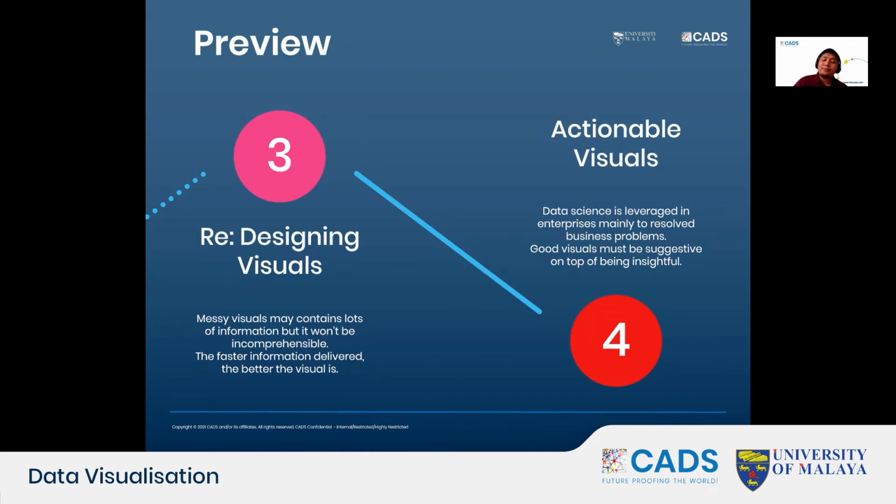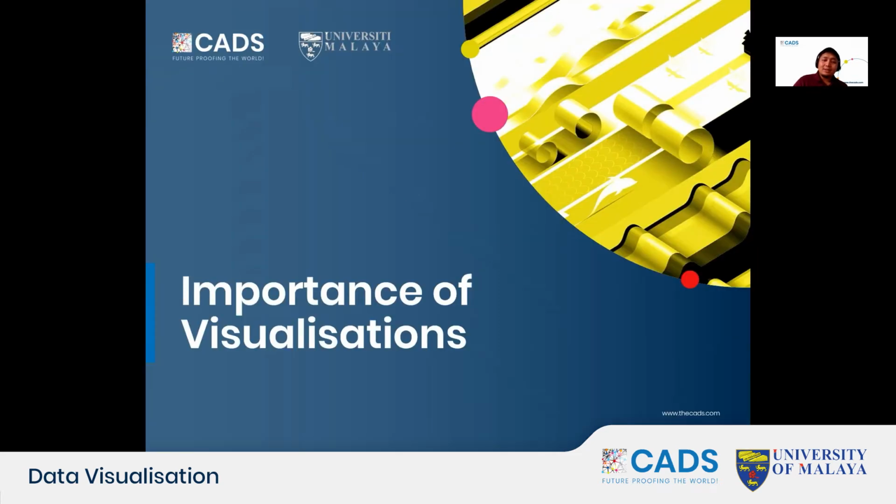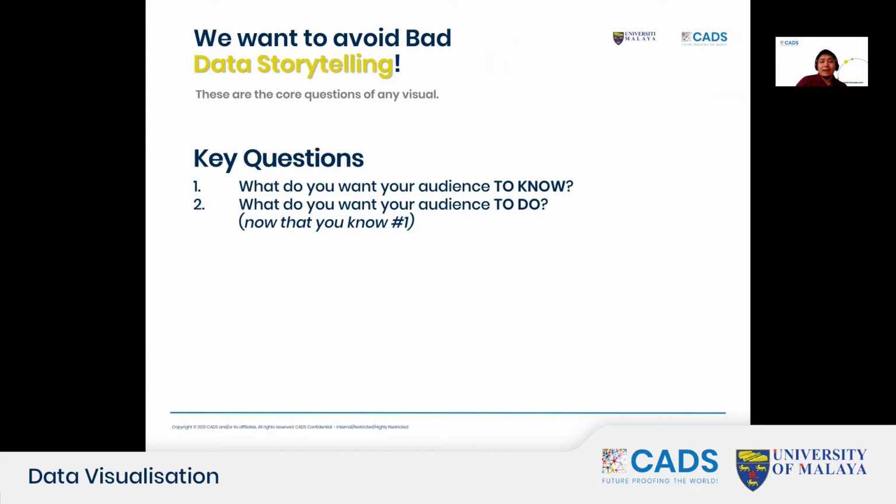All right, and then the fourth topic will be the actionable visuals. It is to make sure that your visuals can affect your audience, right? So the audience can take action about it. There's information on it, and as the audience, they know what to do about it, right? So the first topic, importance of visualizations.